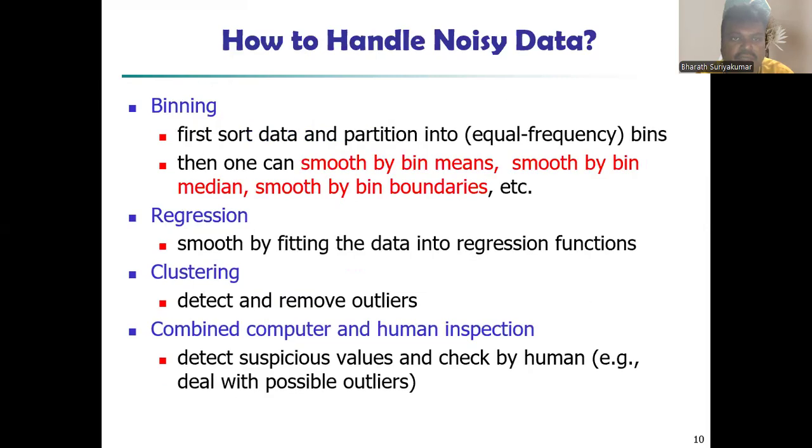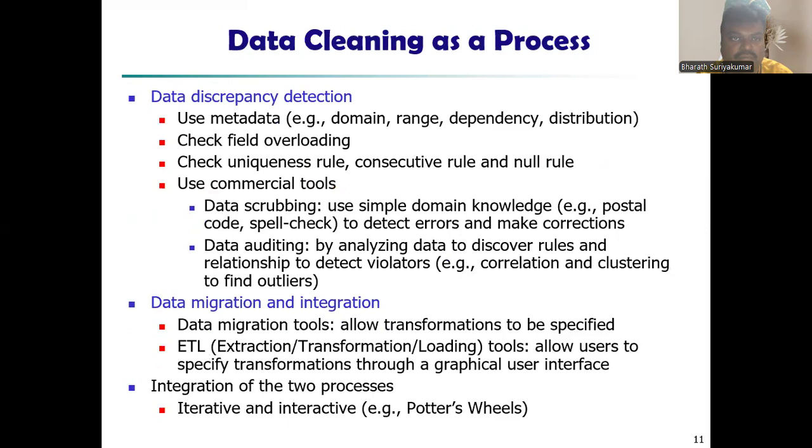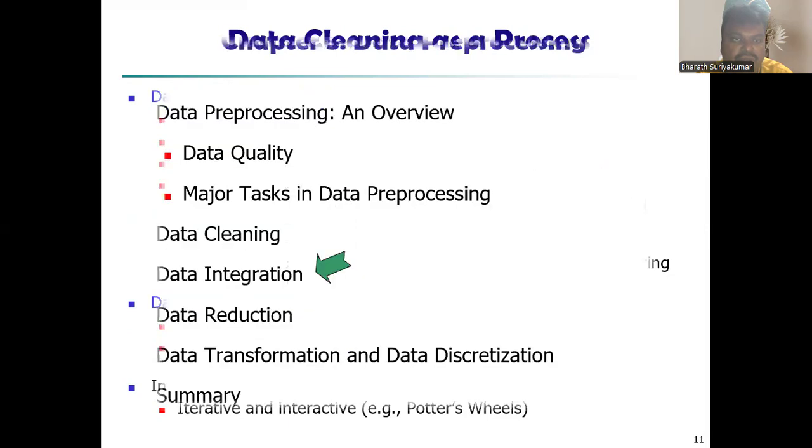Binning: first sort the data and partition it into equal-frequency bins. Then one can smooth by bin means, smooth by bin median, smooth by bin boundaries, etc. Regression: smooth by fitting the data to regression functions. Clustering: detect and remove outliers. Combined computer and human inspection: detect suspicious values and have them checked by humans. Data discrepancy detection uses metadata, and data migration and integration tools are available.